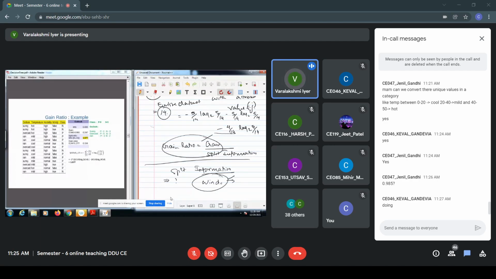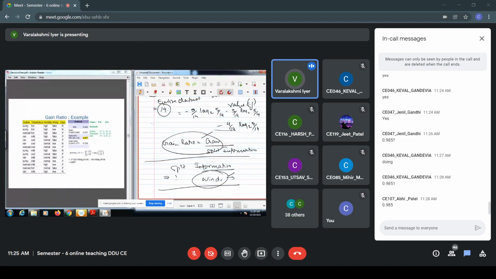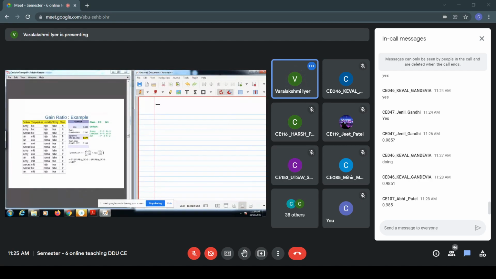Is everyone getting 0.985? So 0.985 is correct. Keval is also getting it. I hope others are also doing it. Those who are not replying, I suppose they are also performing this calculation. So 0.985 is the split information. I suppose you are clear with this calculation as well.